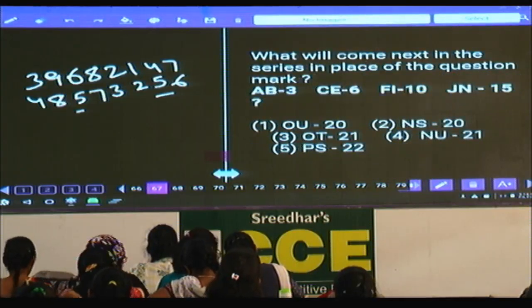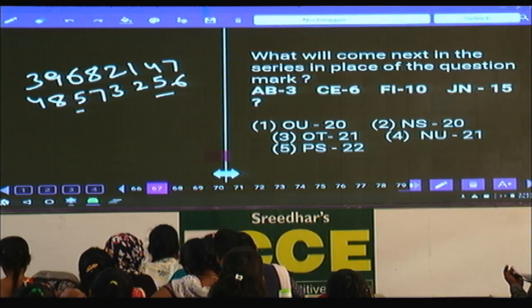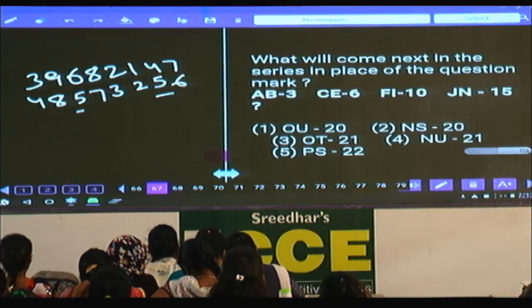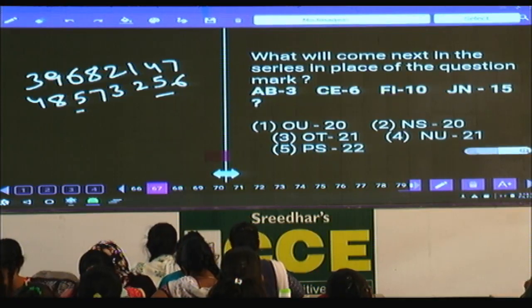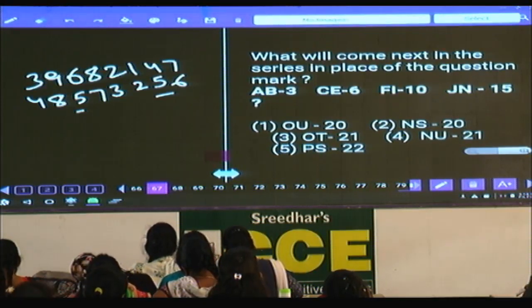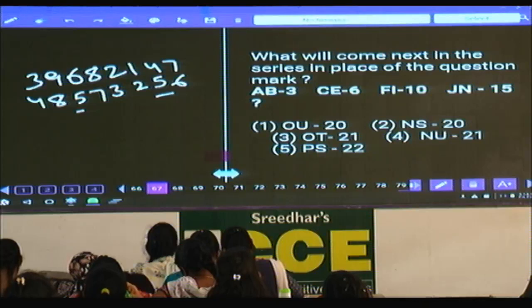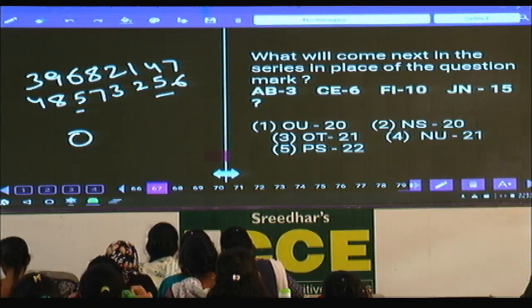Then question number 67, the relation between A and B. Now A, B, C and D, first letters, if you observe here, A and C. What is the difference between A and C? Plus 2. C and F plus 3. F and J plus 4. Next one plus 5. Plus 5 is O. First letter must be O.